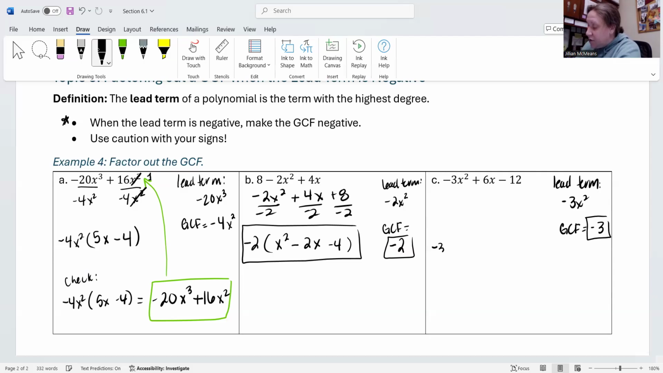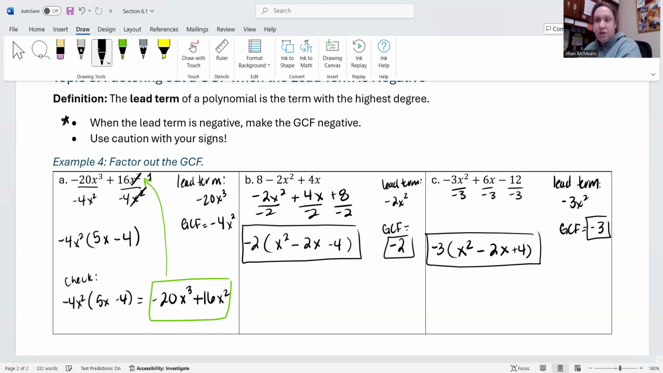So my final answer, remember, is going to be my GCF and then the quotient after I divide the polynomial by the GCF. So let's see what happens when we do our division. Well, -3 divided by -3 is +1. 1 times x squared is x squared. 6 divided by -3 is -2, and then there's nothing to divide with the x, so I just drop it down. And then finally, -12 divided by -3, that would be +4. So there I have factored out my GCF.